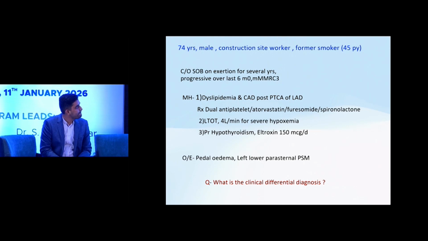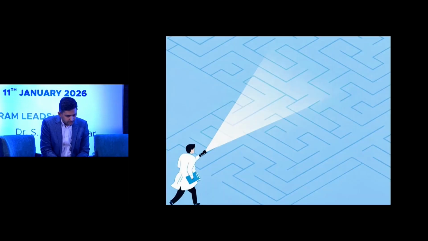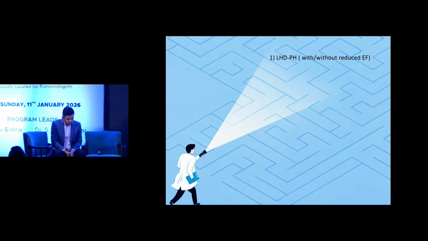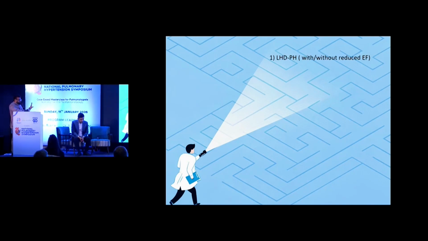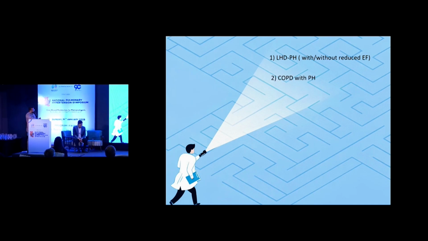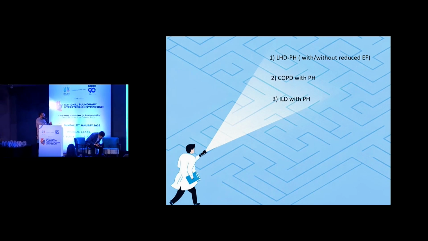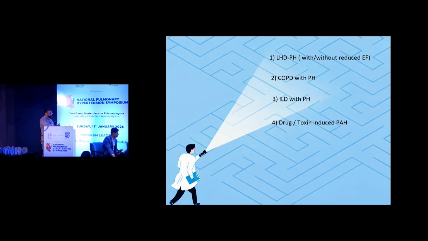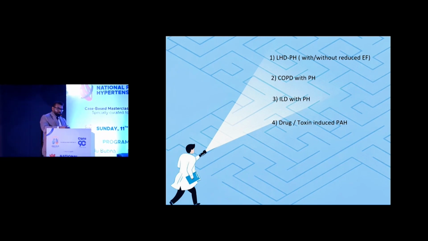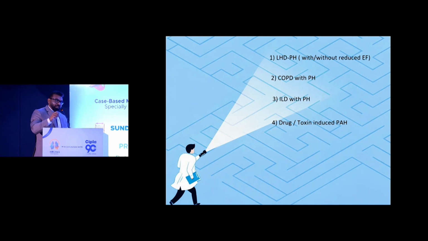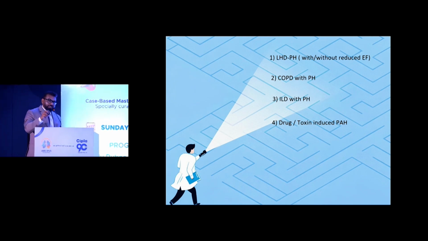Okay. So as our subject expert and both the panelists have pointed out, we had certain differentials. Left heart disease with PH, COPD with PH, ILD with PH, and toxin-induced PH. We thought of it because the patient was a construction site worker, and there was the chance of using a paint sprayer, and the paint sprayer can cause toxin-induced PH. So this was one of the differentials we had. Then PH secondary to PA obstruction, as the patient was on high-dose thyroxine replacement therapy.